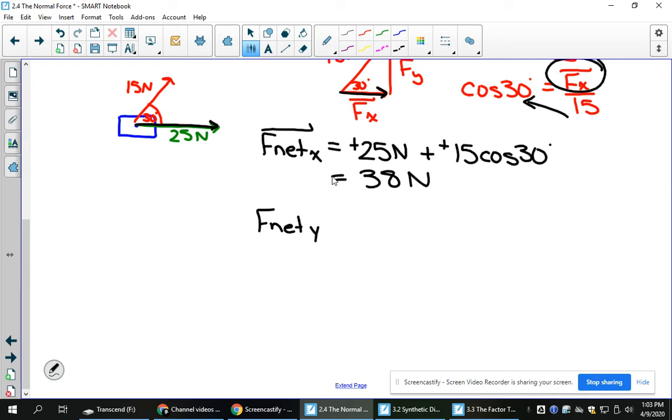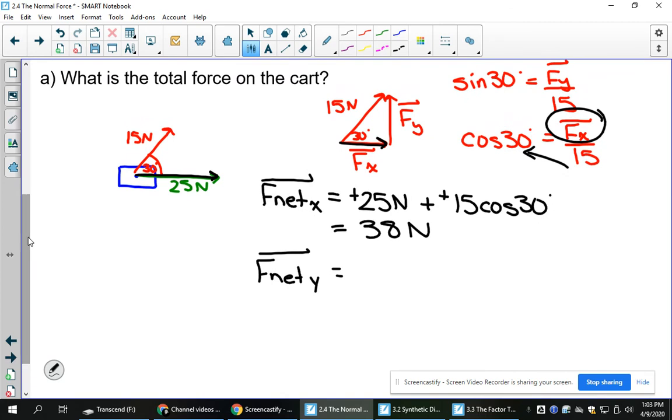F net in the y direction is next. We see that the green vector is strictly in the x direction. There is no y component to that one. So the only y component that we get is Fy up here. It's pointing up, so it's positive, and it's 15 times sine 30, or about 7.5 newtons.